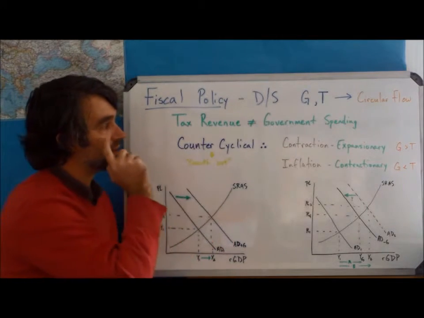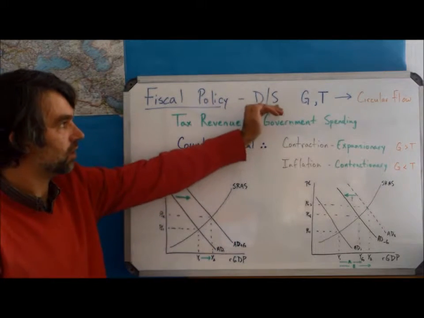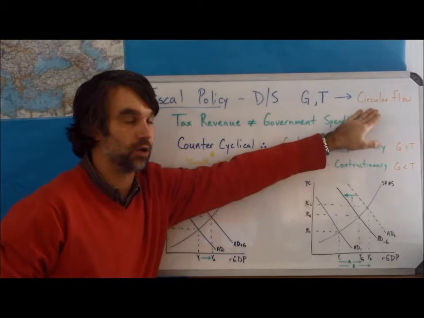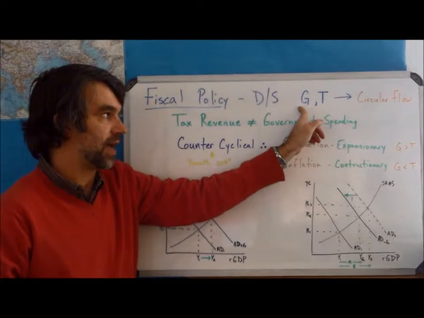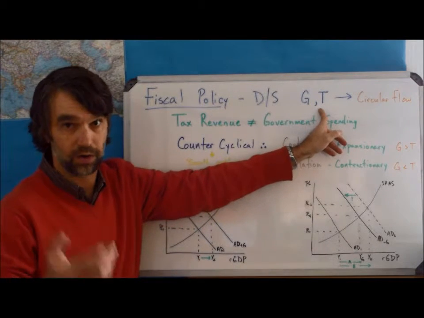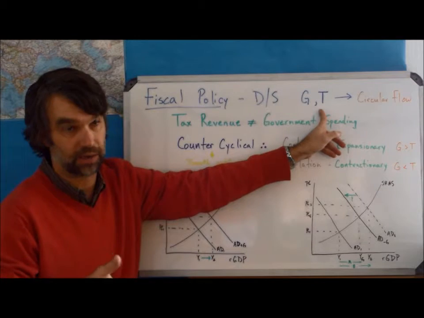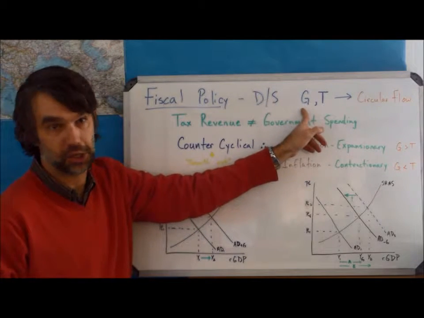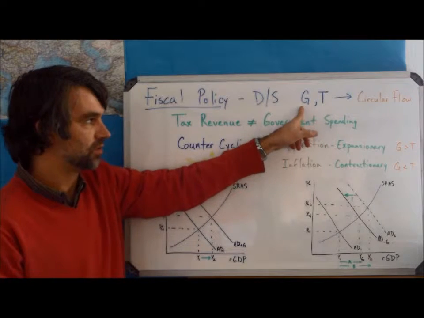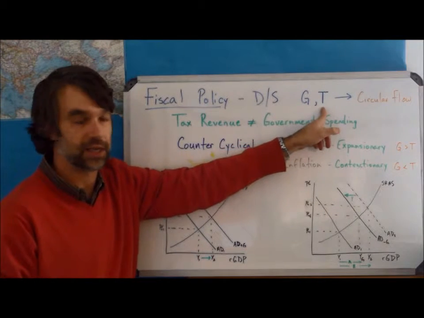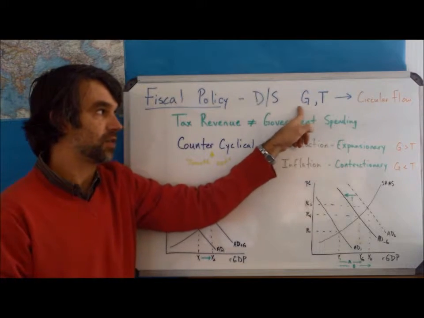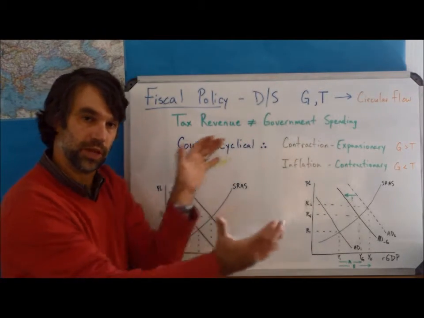So, in particular here, the goal of fiscal policy is to change the size of the circular flow by changing the size of G, government spending, and/or the size of taxation that leaves. Remember, G is an injection and T, taxation, is a leakage. So if the injection is larger than the leakage, the circular flow grows. But if the leakage is larger than the injection, the circular flow will then shrink.